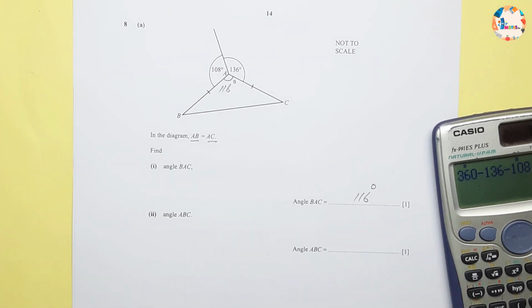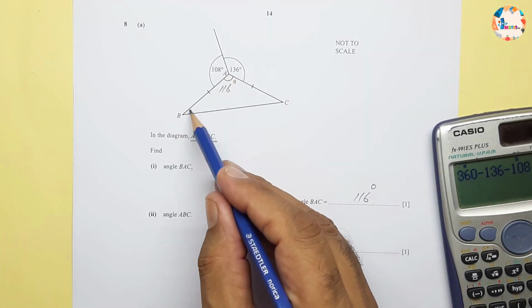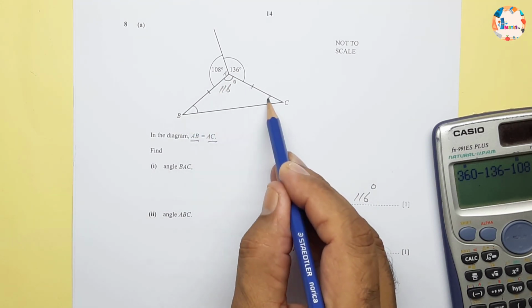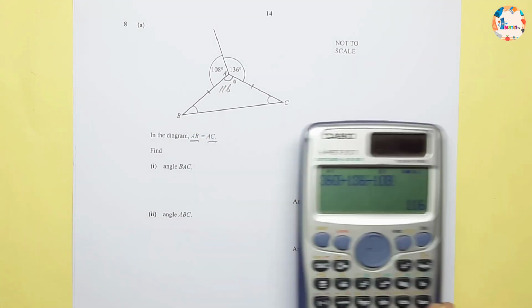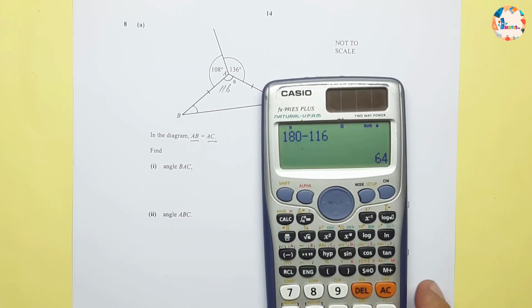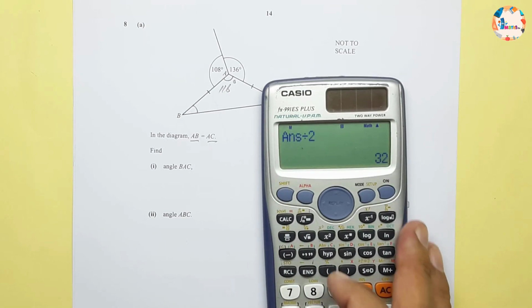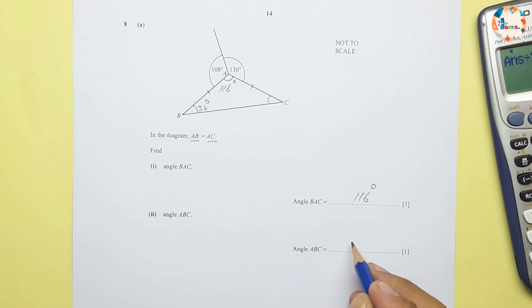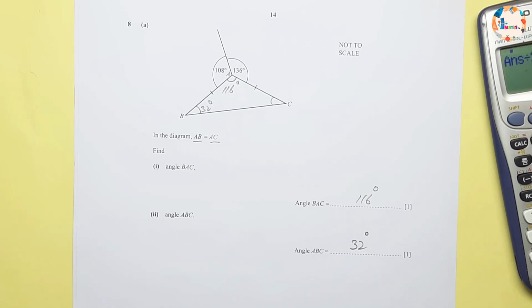Then angle ABC. ABC is this angle. We know these two sides are equal, their opposite angles will be equal. So remaining angle is how much? 180 minus 116 will be equal to this much, and divided by 2 will be 32. So this angle is 32 degrees. So we can write here 32 degrees. 1 mark question, so no working is required for these questions.